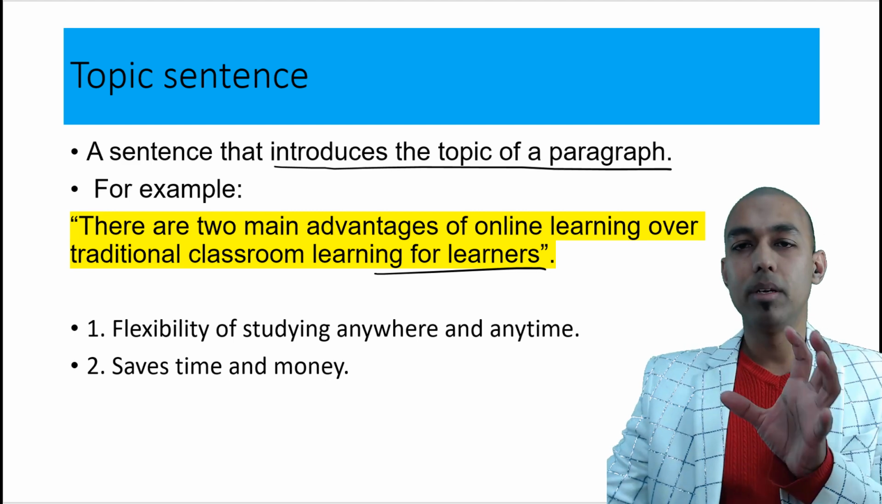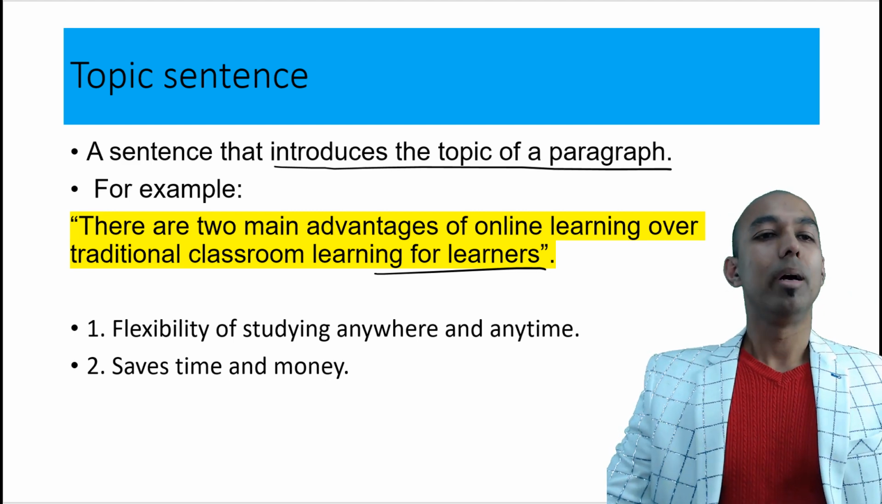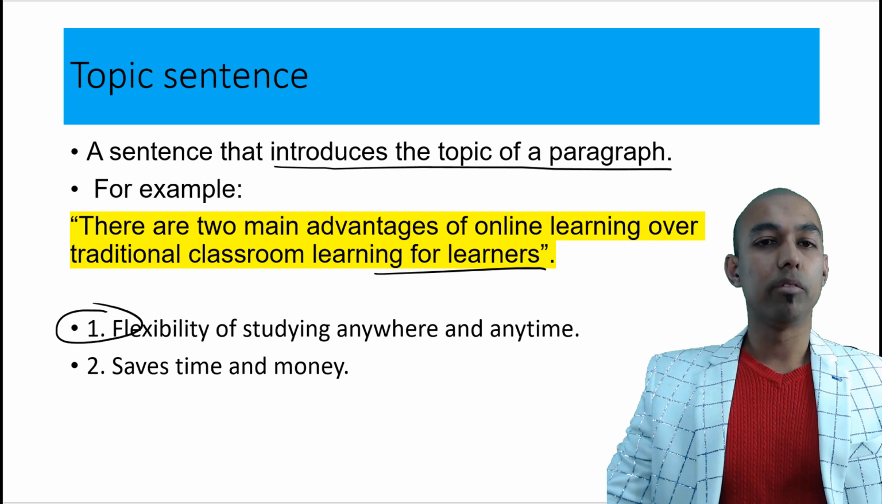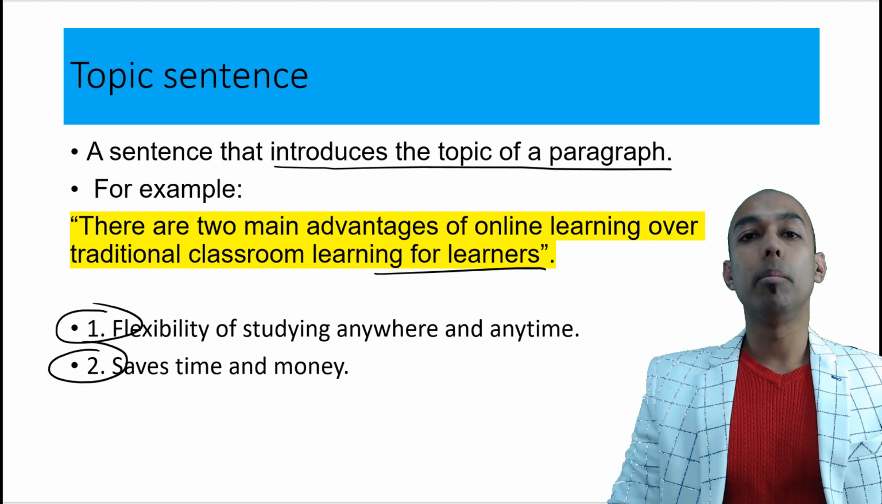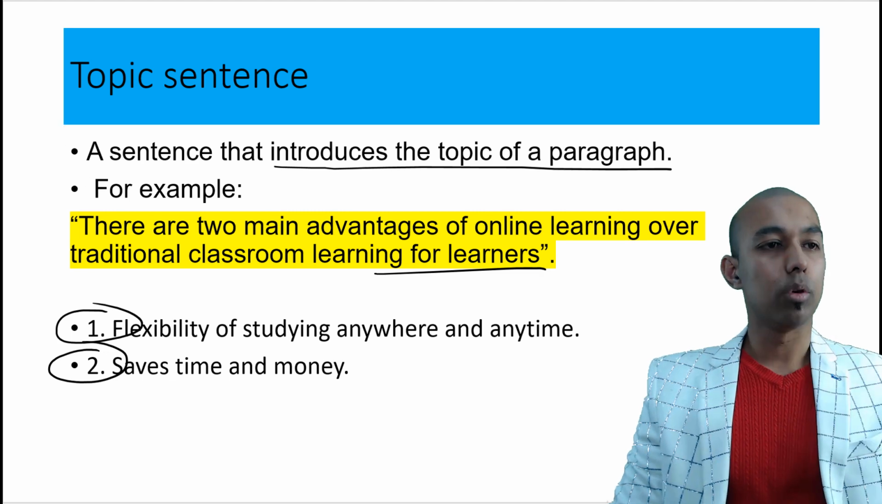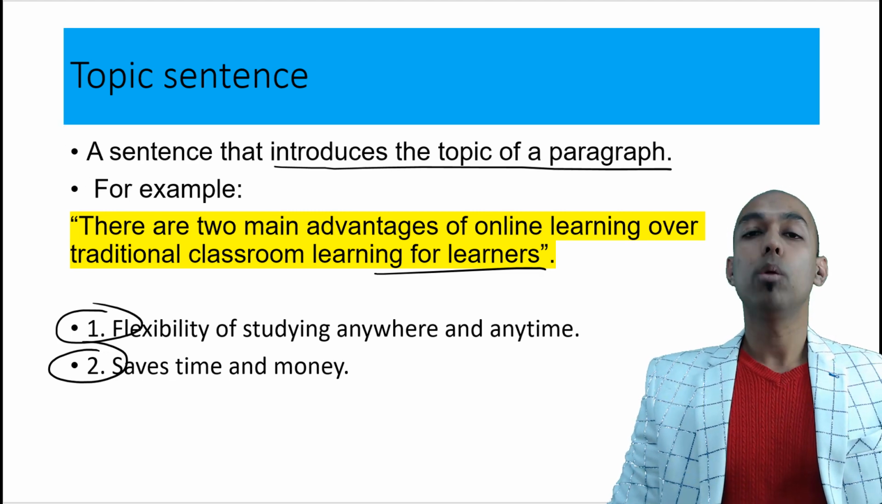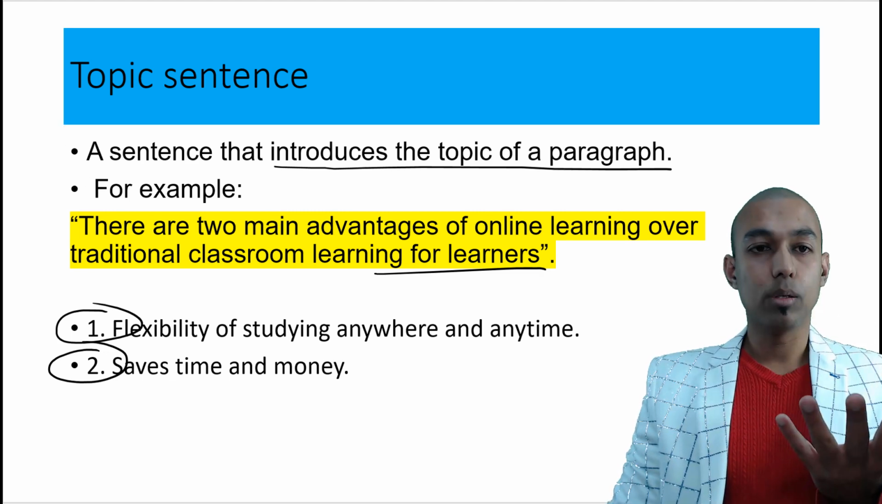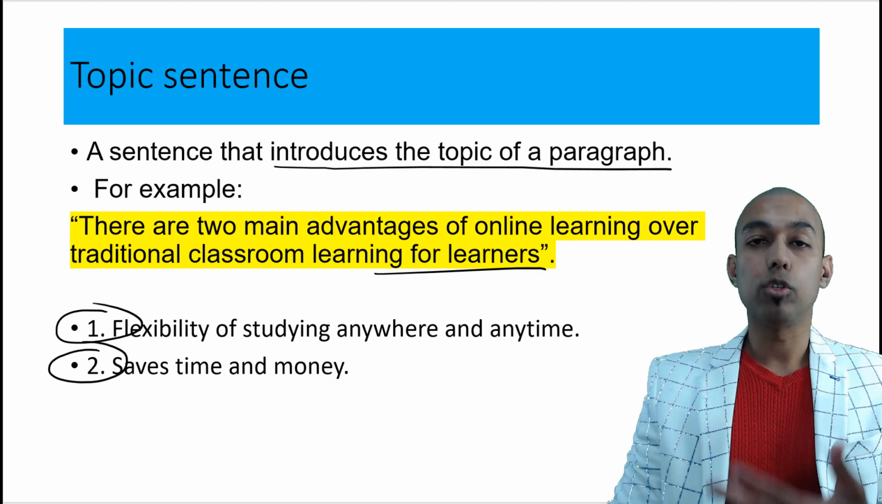So now that I'm defining my term, my two advantages would be flexibility of studying anywhere, anytime, and it saves time and money. This will be my topic sentence. Very, very important. Second, now that we've stated our topic sentence, we have to prove them. We have to show evidence.